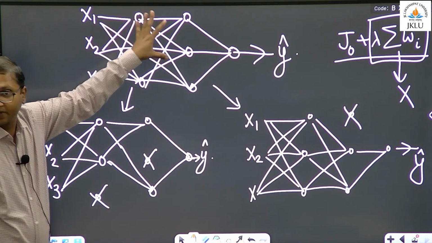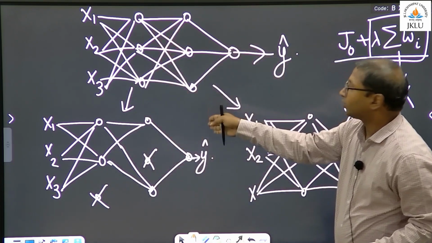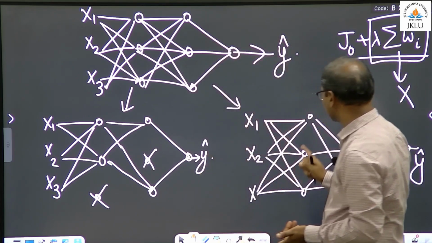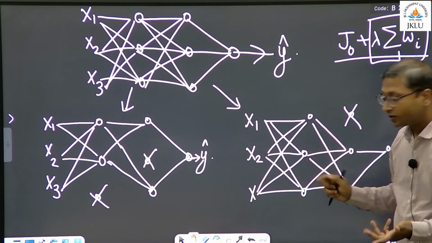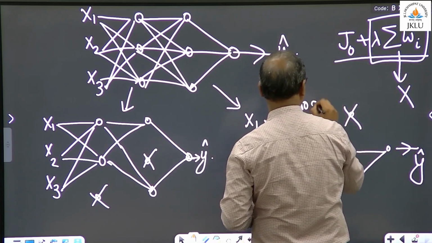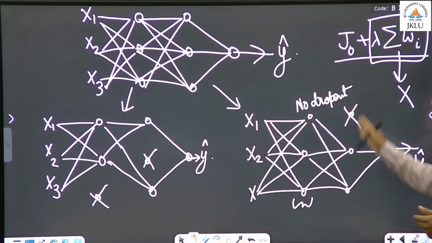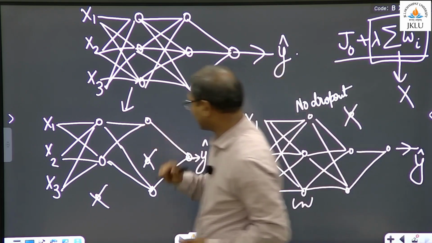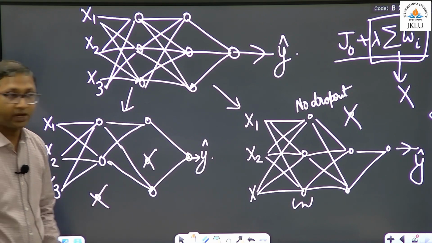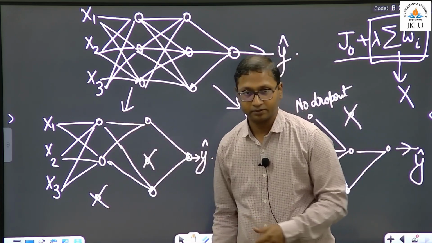So you take a bigger neural network, and you randomly drop some of the neurons. In this layer, we have not used dropout, maybe no dropout, and in this layer we have used dropout. In this particular example, in both the layers we are using dropout. It is up to you to decide where you want to do it, but in general you would do it everywhere.